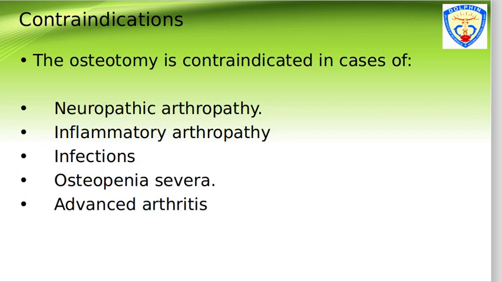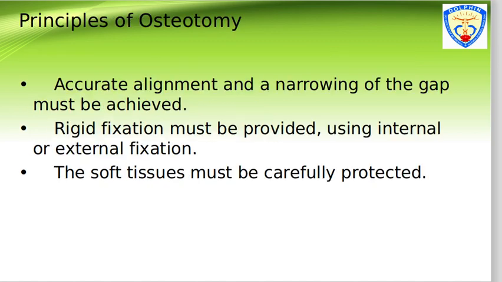Then coming on to the contraindications, meaning what are the main conditions which are totally contraindicated in osteotomy, and they are neuropathic arthropathy, inflammatory arthropathy, infections, osteopenia severe, meaning very severe osteopenia, and advanced arthritis. In these conditions, the patient is already fragile. He cannot accommodate these surgical procedures, so we would not go for osteotomy in these conditions.